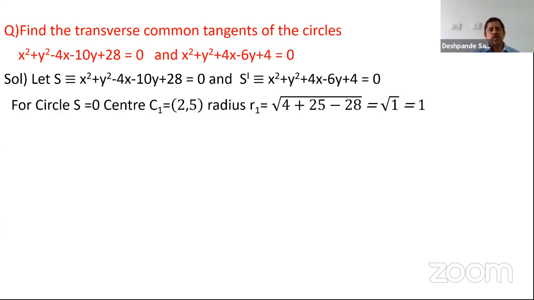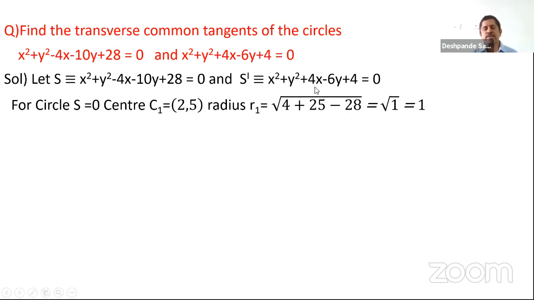So what is that? First, find the centers. You got minus 4, minus 10, 28 as the coefficients. Half of minus 4 is minus 2, so change the sign, plus 2. Half of minus 10 is minus 5, change the sign, plus 5. So the center is 2, 5. For the radius, square of 2 is 4, square of 5 is 25. And since you got a plus sign, you get a minus sign here. So 4 plus 25 is 29, 29 minus 28 is 1, square root of 1.